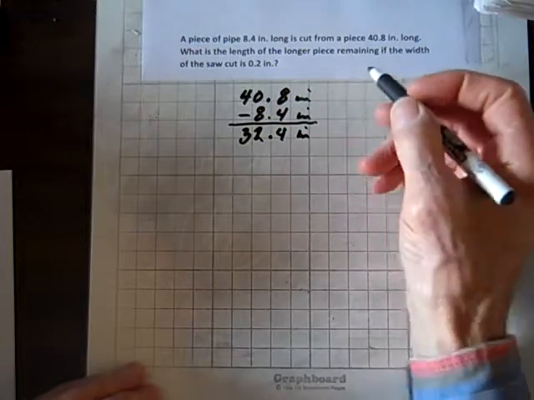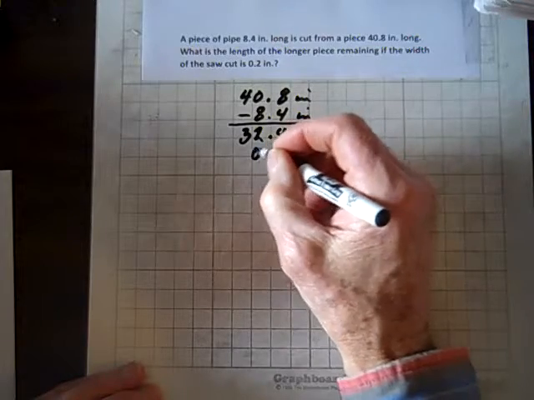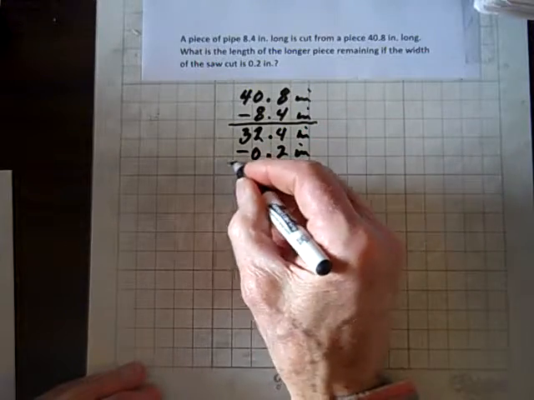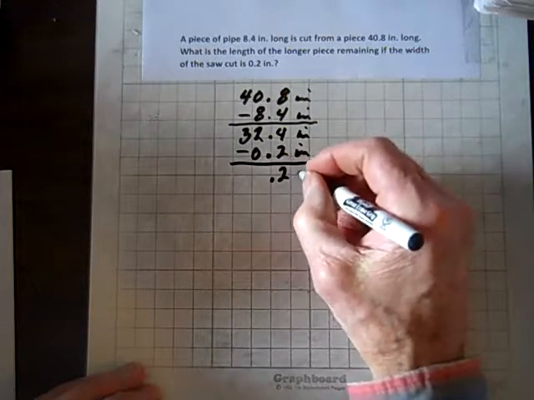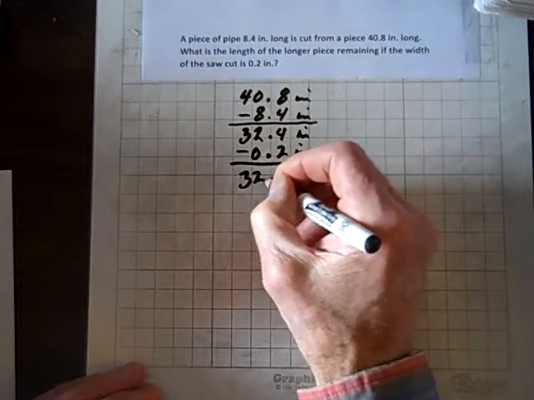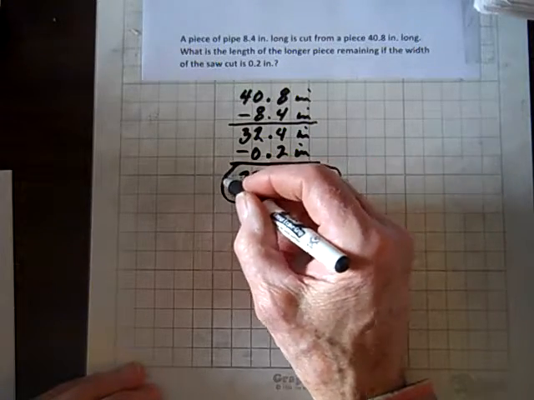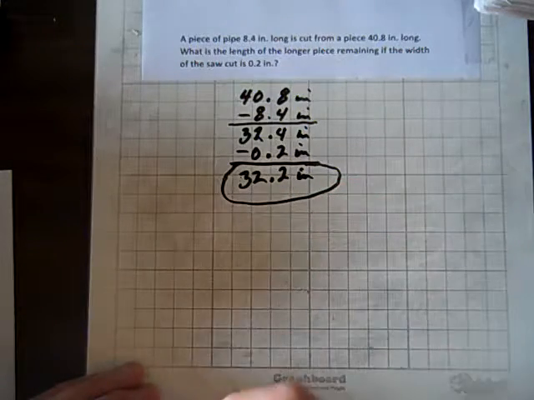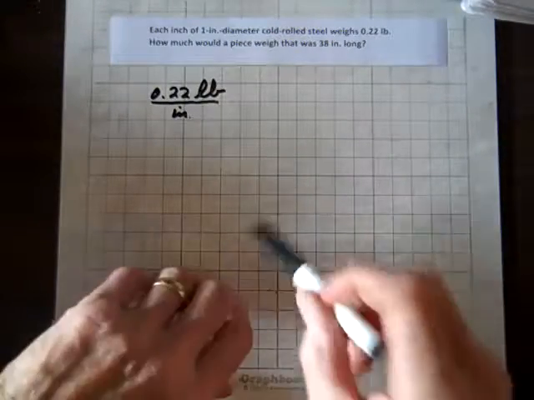Well, now we have one more item to account for, and that's the width of the saw cut, so we've got to subtract that also. And the result will be, let's see, 2 and 2 is 4, and I've got a 0.2 left. The units are inches. And 0 from 32 is 32. So the length of the remaining piece after a piece has been removed and accounting for the saw cut is 32.2 inches.